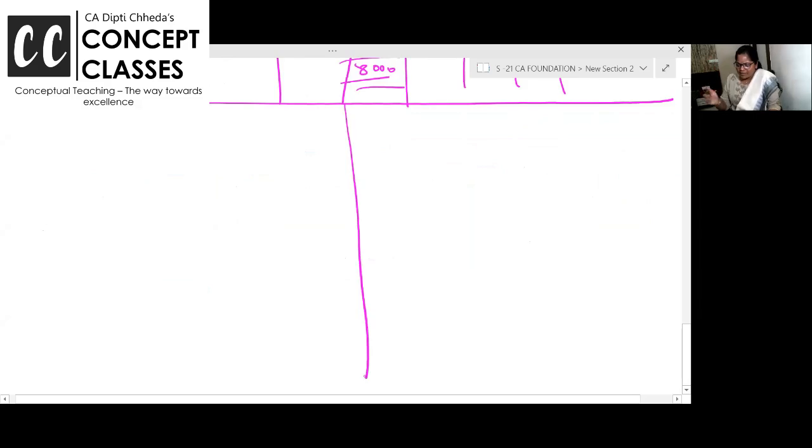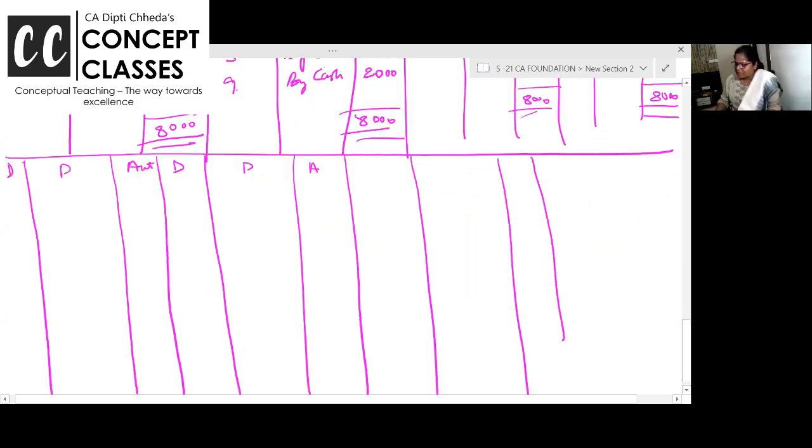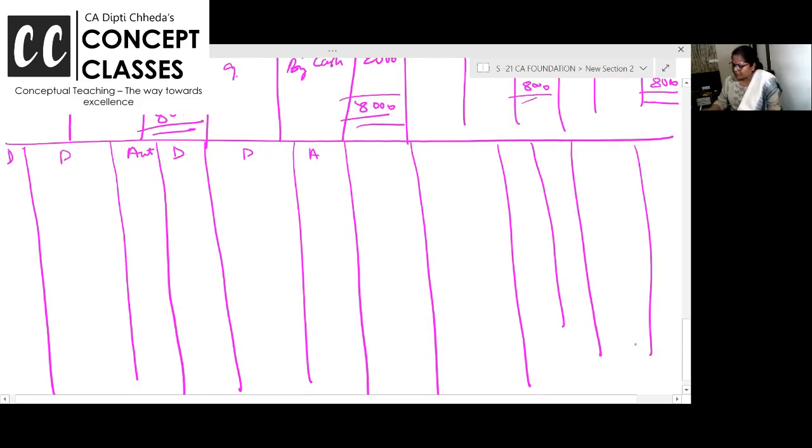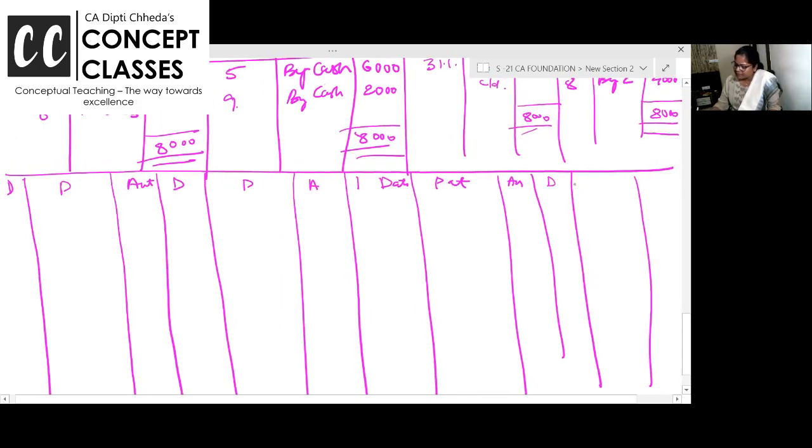You make one after the another. Again, I'm dividing the page. Date, particulars, amount. Date, particulars, amount. Debit side, date, particulars, amount, credit side. Date, particulars, amount. This is a separate page only for me. I hope you are getting what I'm doing: 2 ledgers I'm making on a single page. You don't do it. You make one after the another.